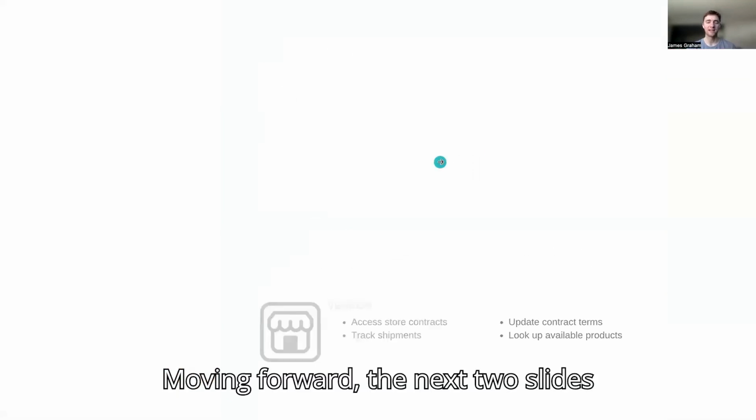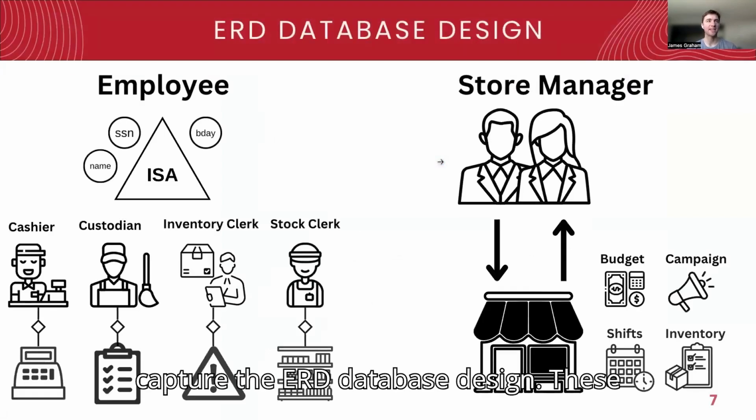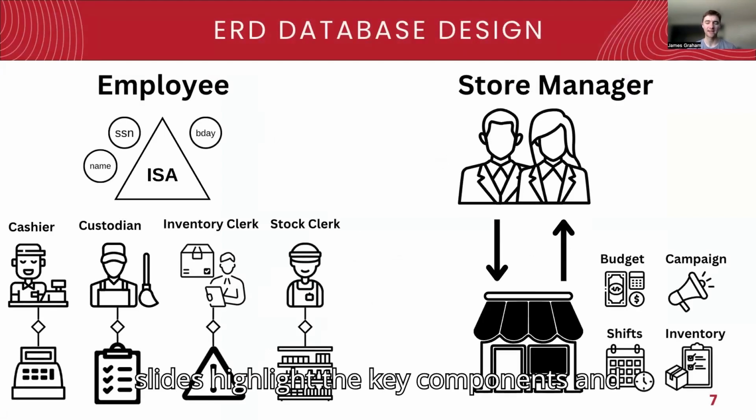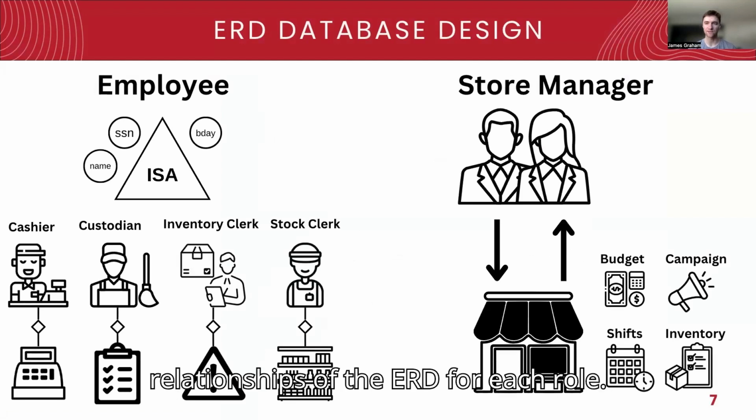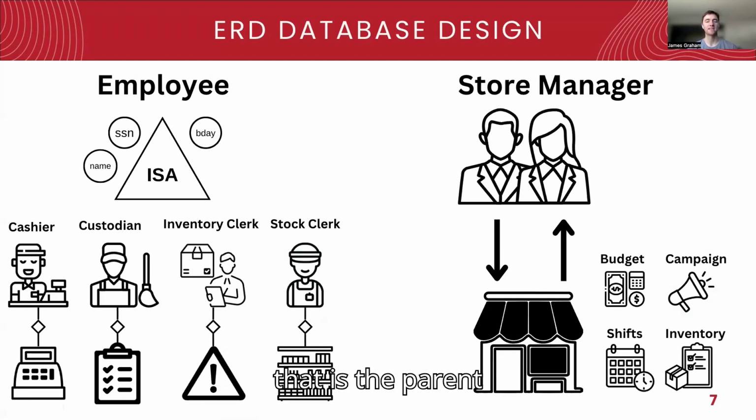Moving forward, the next two slides capture the ERD database design. These slides highlight the key components and relationships of the ERD for each role. First up is the employee entity set. That is the parent entity of a hierarchy, which has each employee role as a child entity. The four roles all inherit the employee attributes, which include SSN, name, and birthday.